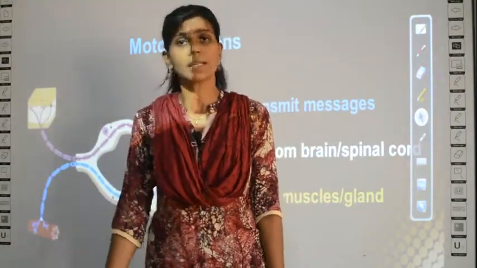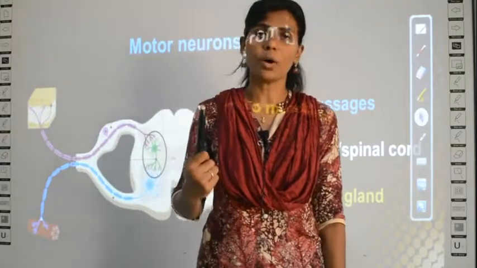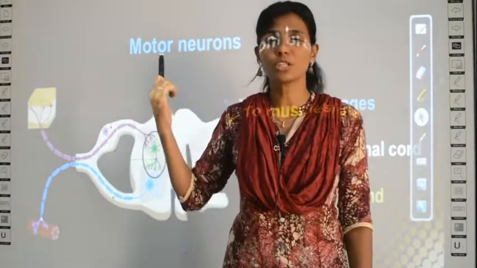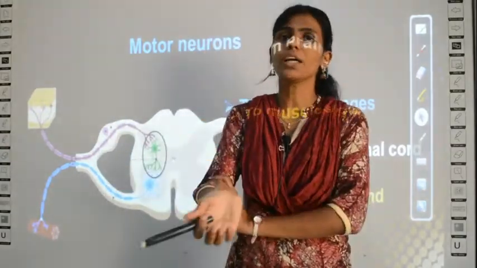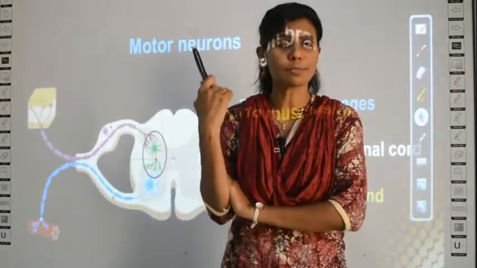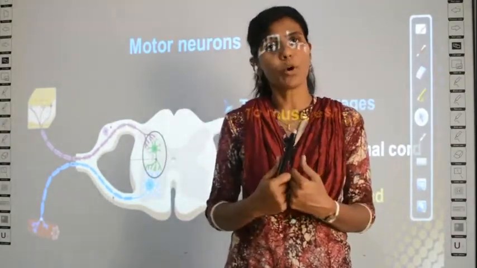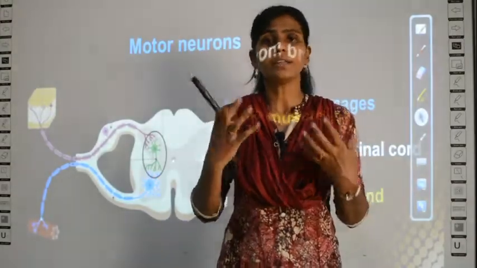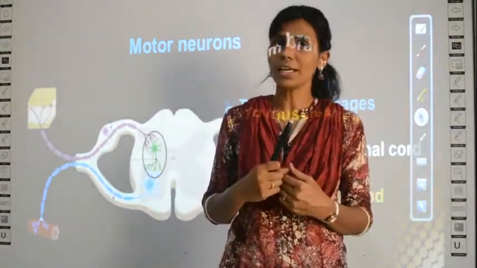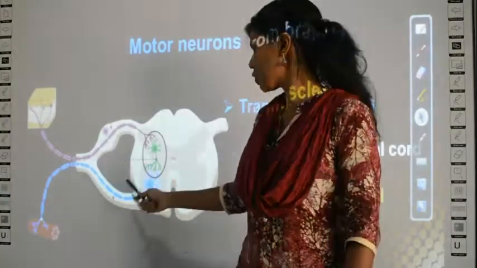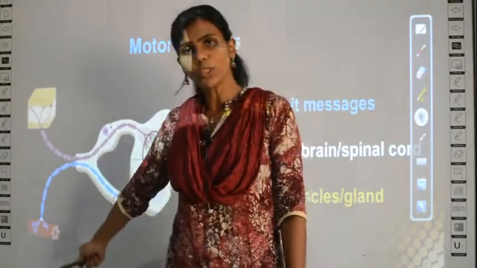Why muscles? Muscles are throughout your body, and when your hand needs to move, the muscles of your body have to move. Only when your muscles move can you move the parts of your body. That's why the instruction is from the brain to the muscles.